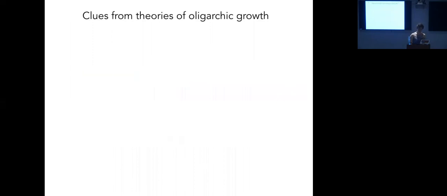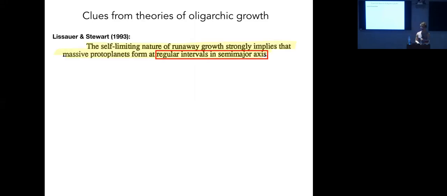So I put on my theorist hat and read some old theory papers. Take this with a grain of salt. I'm not a theorist. But I was reading this paper from 1993, which is before the discovery of the first exoplanet. And what Lissauer and Stewart said is that from runaway growth, they expect planets will form at regular intervals in semi-major axis, which is kind of interesting.